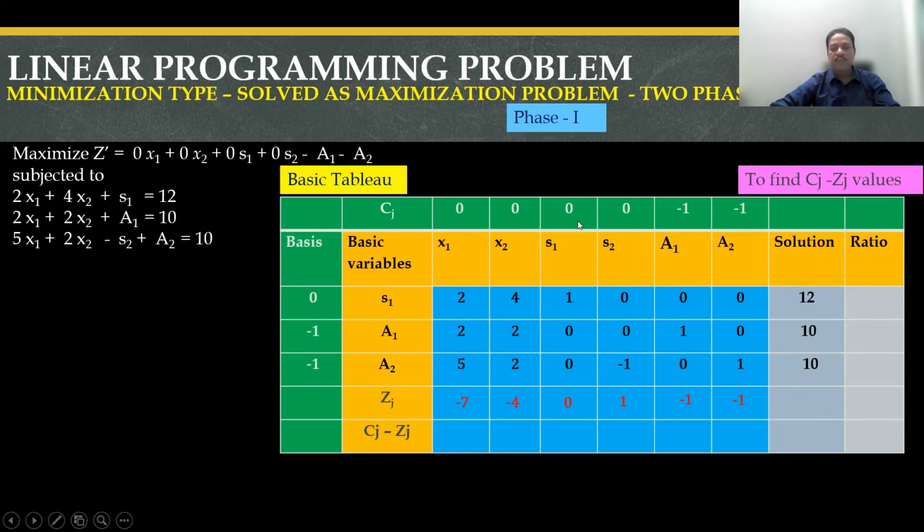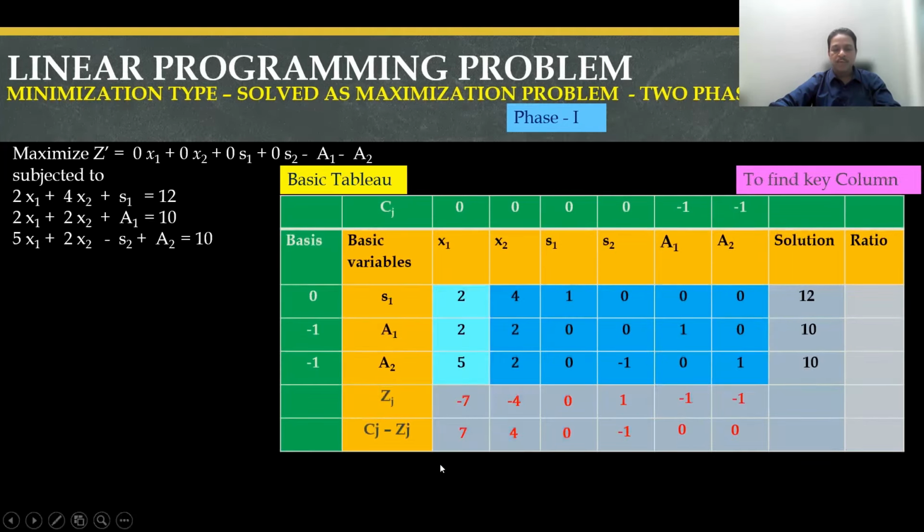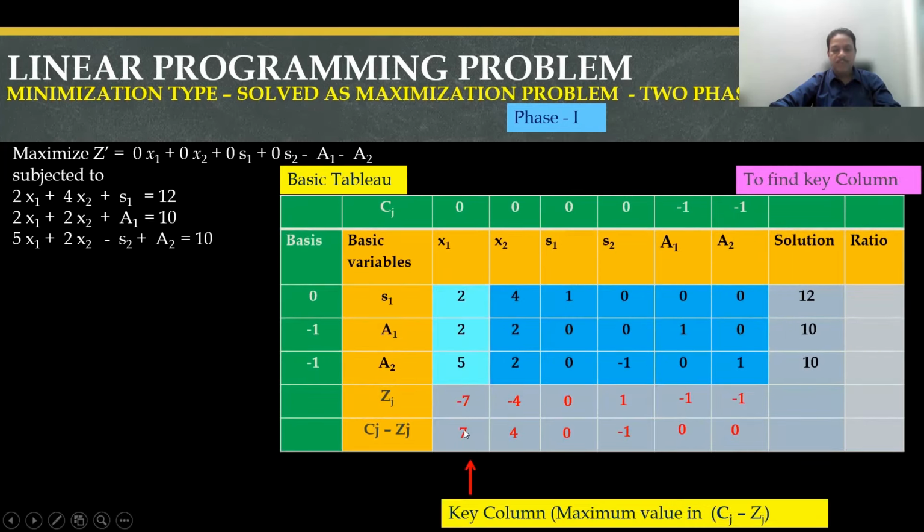Then the CJ values are written at the top. So CJ minus ZJ will give us 7, 4, 0, -1, 0, and 0. Now, as we are solving the maximization problem, we will find the maximum value in the CJ minus ZJ row. And this value of 7 is the maximum value. That's why this column of x1 becomes the key column.